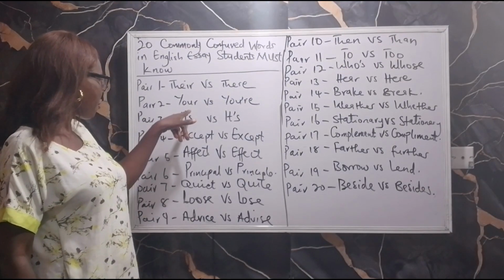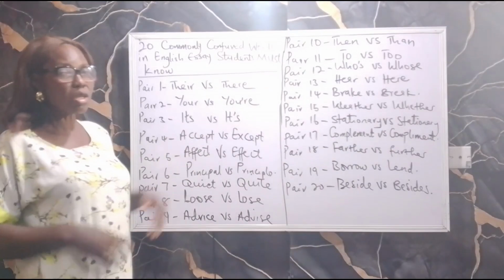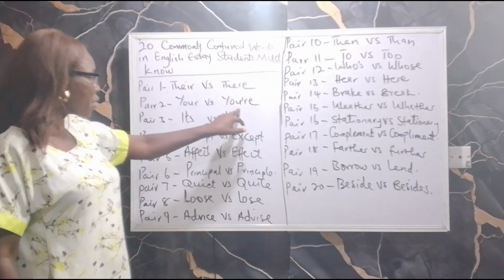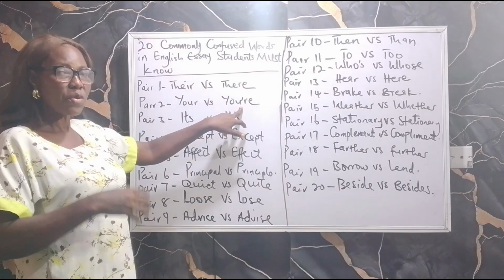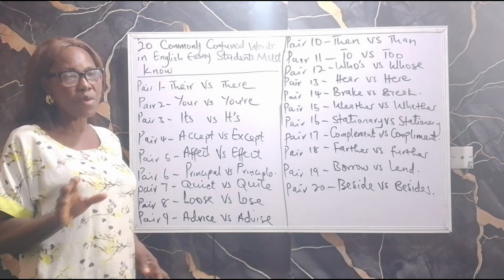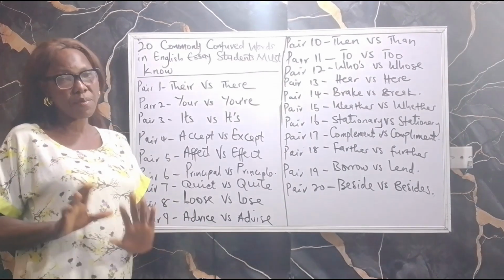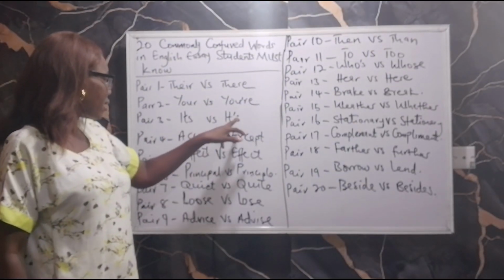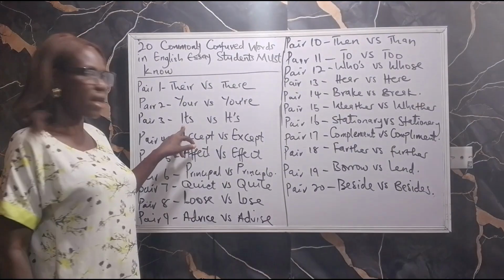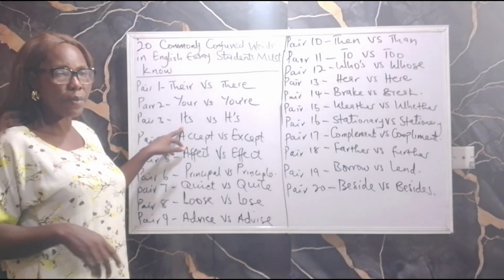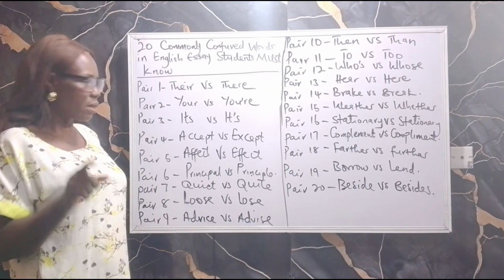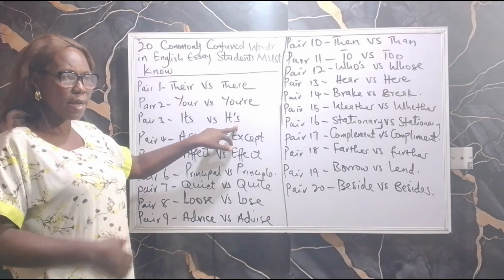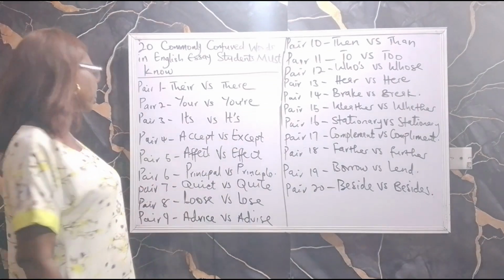Then pair 2, we have your versus you're. Your shows possession. For example, your bag is on the table. Then you're is you are, that is the meaning. For example, you're brilliant, or you are a brilliant student. Then pair 3, we have its versus it's. Its here shows possession. For example, the dog wagged its tail. Then it's is it is. For example, it's raining.